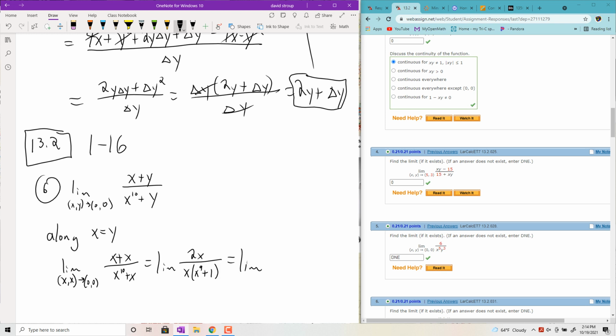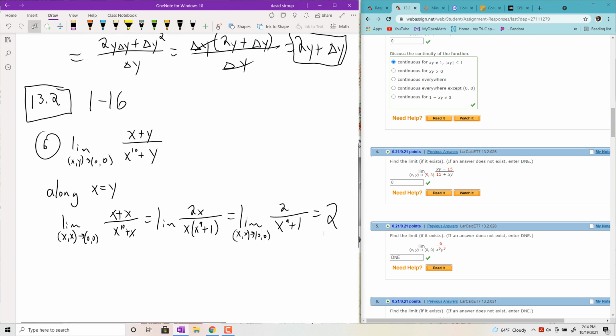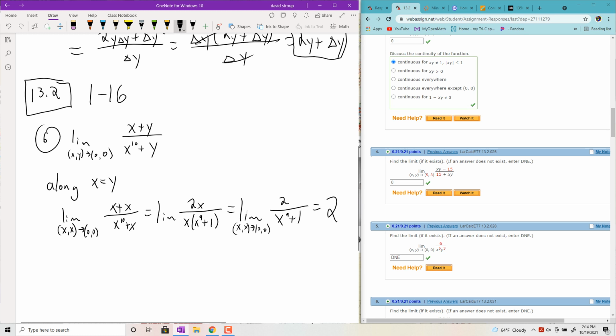One of the x's would cancel, so I'd have 2 all over x to the 9th plus 1. And we're basically taking the limit as x goes to 0. And if you plug 0 in there, you just get 2 over 1, which is 2. We're hoping to get another limit that does not go to the same place.